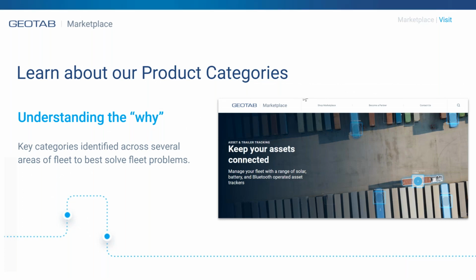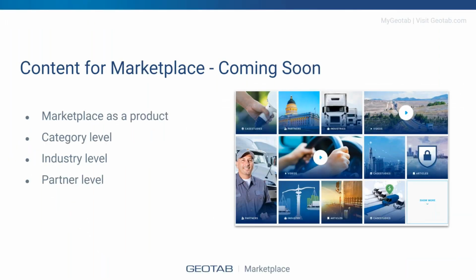For instance, if you had a big trucking company and you wanted to track your assets, you can now go to our asset trailer and tracking landing page and better understand why this is a good fit for your business. In the future, we're going to have a lot of different areas of content, and it's broken down by 4 different categories. So Marketplace as a product for content, category level content, so that would be something like top 5 ways to use video telematics.